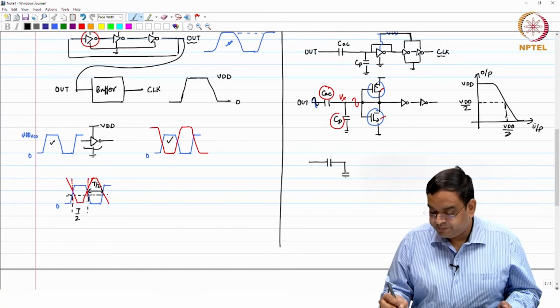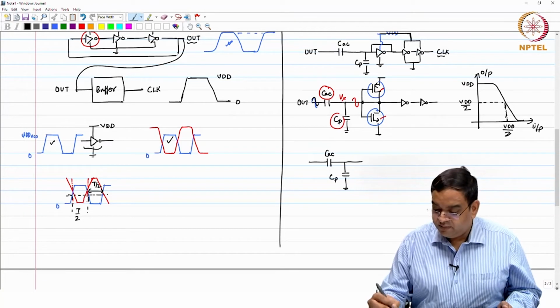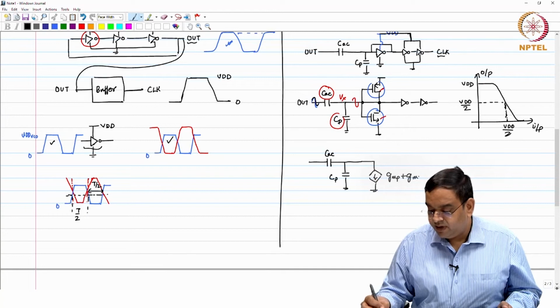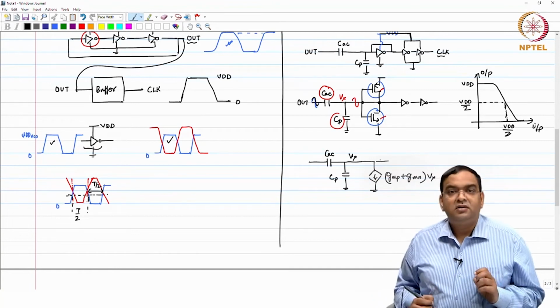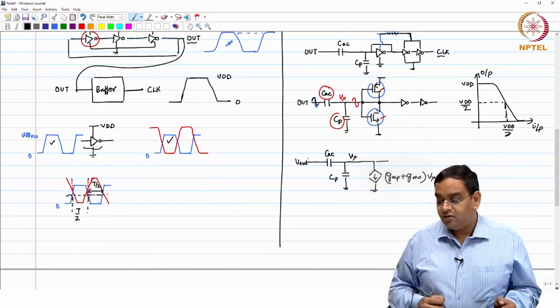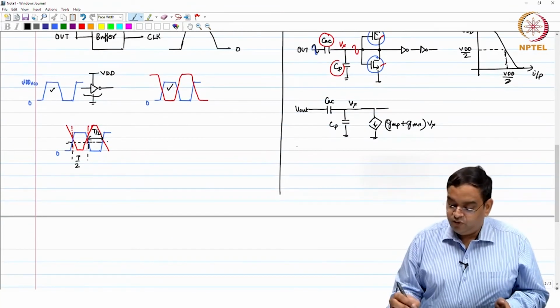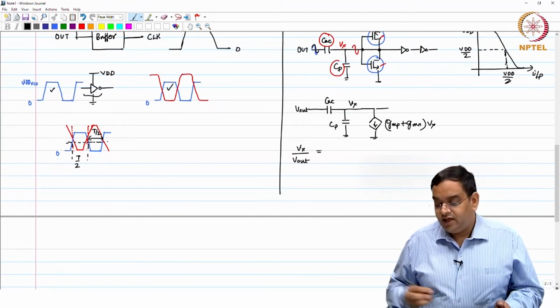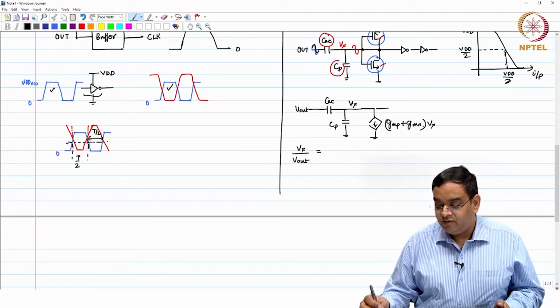So, I will have Cp, Cac, and this is nothing but, because drain and gate are connected, you are going to get GMP and GMN. So, I will just write this as GMP plus GMN times Vx. They act as a load, okay. And here it is Vout, the signal coming from your oscillator. So, Vx by Vout, this is a simple circuit. You have GMP plus GMN Vx, right.